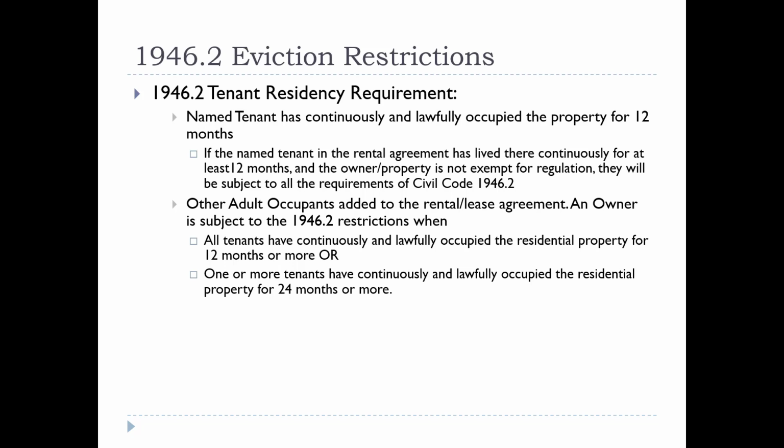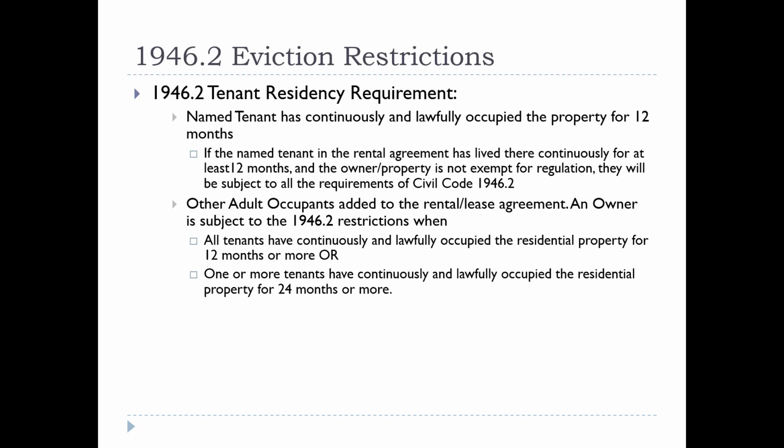Now, I mentioned that there has to be a tenancy residency requirement, and here's how it works. So let's assume you have one tenant. That tenant has to continuously and lawfully occupy the property for at least 12 months. Now, if the named tenant in the rental agreement has lived there continuously for at least 12 months, and the owner is not subject to an exemption under 1946.2, then eviction protections apply, and we'll cover that in more detail. In summary, you can only evict a tenant for just cause. You can't just give a tenant notice to vacate on a 30 or 60 day notice like what we used to be able to do, or what owners that are exempt under this statute can do. We'll cover that in more detail.